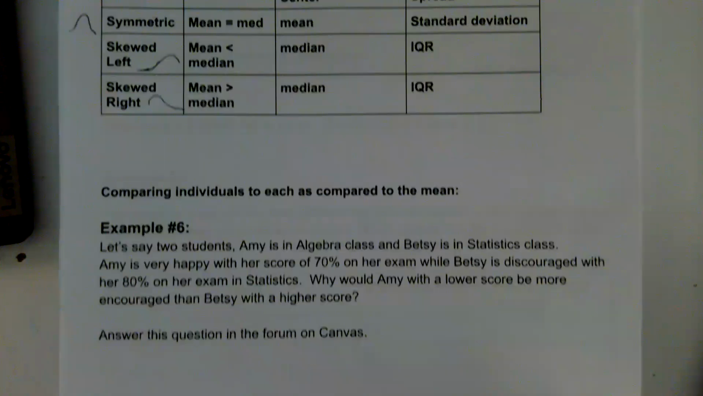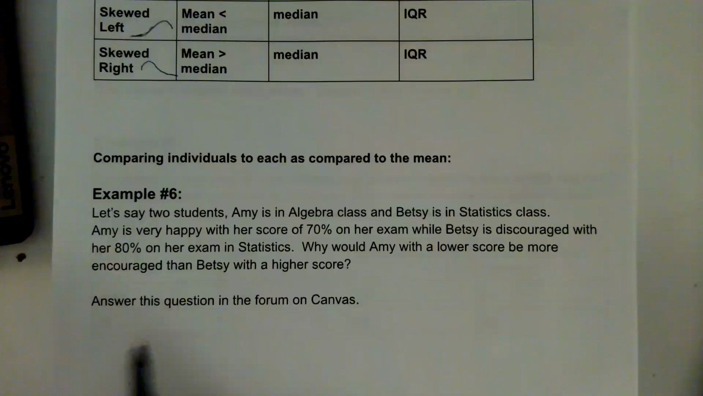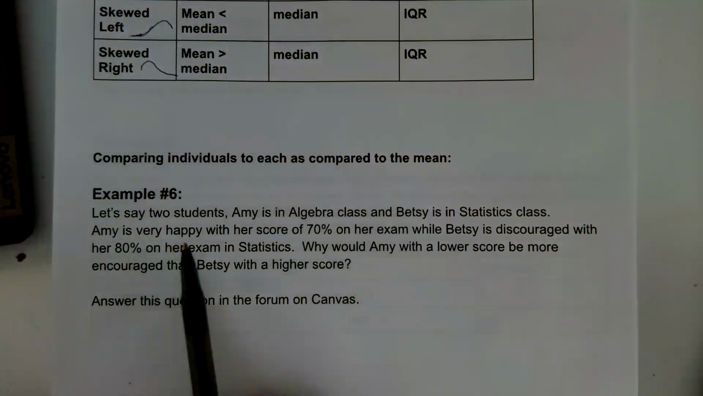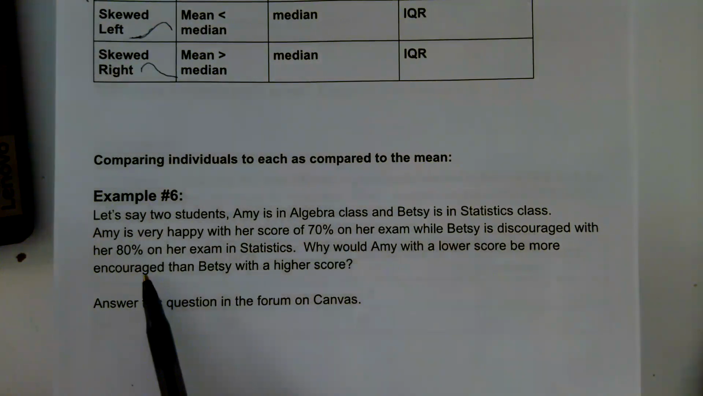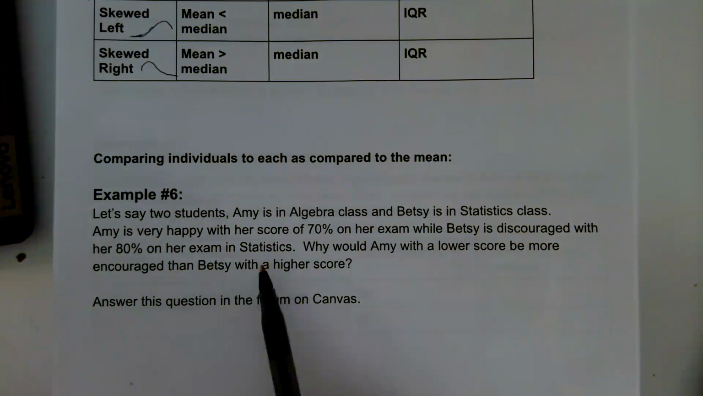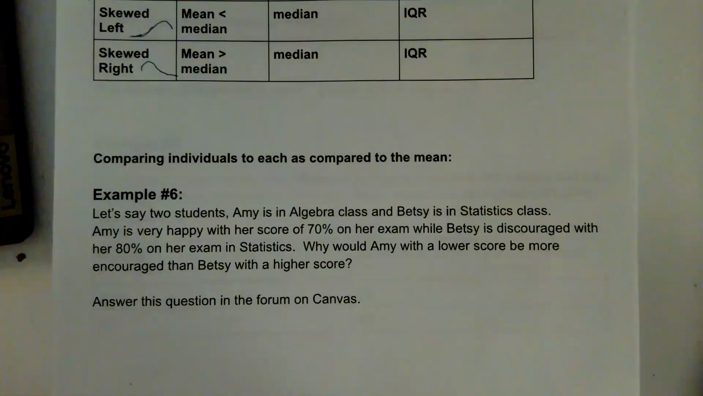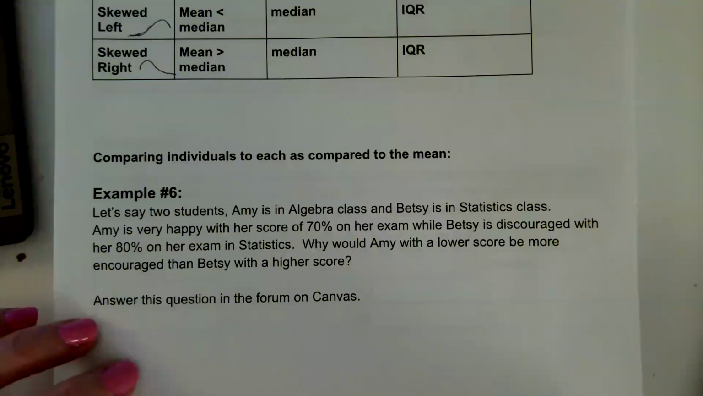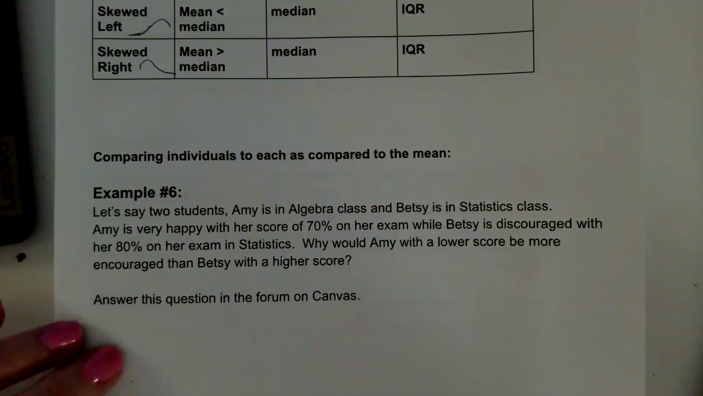So next up, you have a little example that you're going to turn off and go and answer in Canvas. It says, let's say two students, Amy is in algebra class and Betsy's in statistics. Amy is very happy with her score of 70% on her exam, while Betsy is discouraged with her 80% on her exam in statistics. Why would Amy with a lower score be more encouraged than Betsy with a higher score? So make sure you turn this off and go and answer that question in the form in Canvas, and then come back and we're going to check out the next topic that will build on this concept.